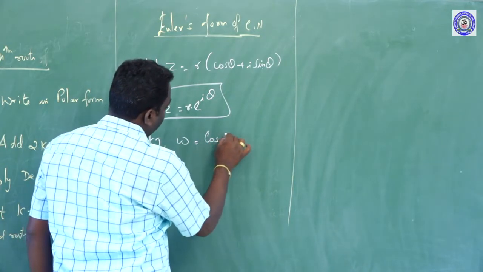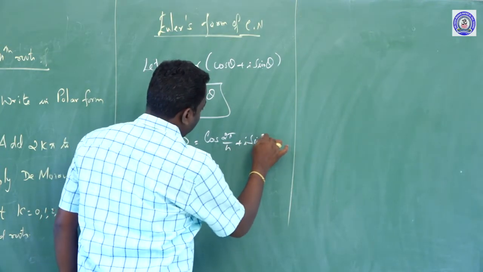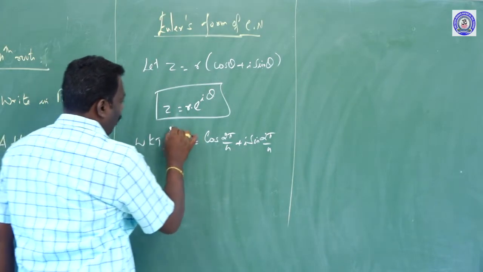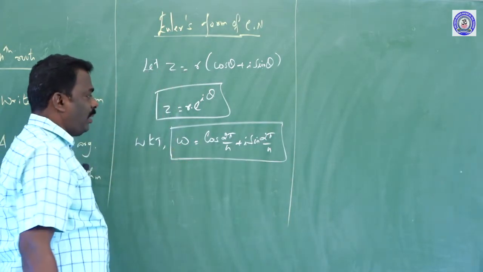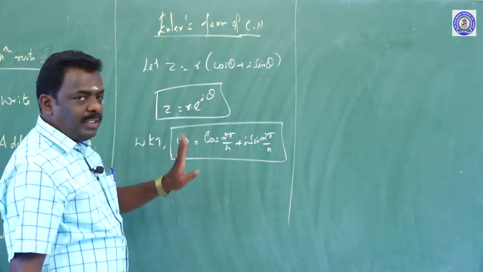Now we know that omega is one of the complex numbers equal to cos 2 pi by n plus i into sin 2 pi by n. So omega is called one of the complex roots, the general form with theta equal to 2 pi by n.